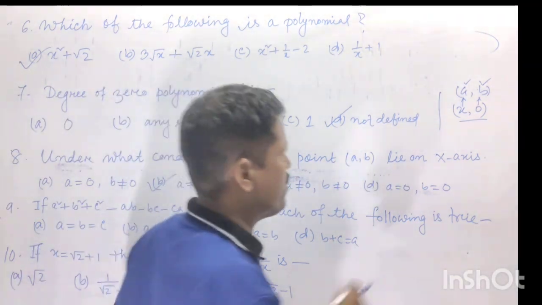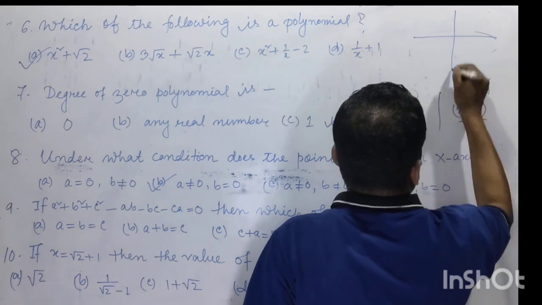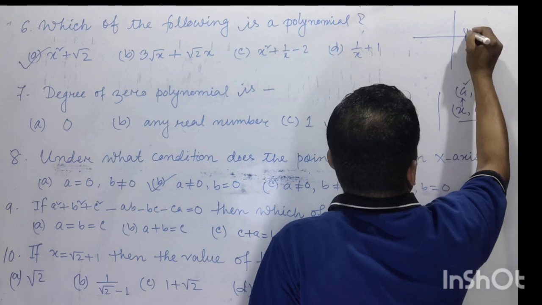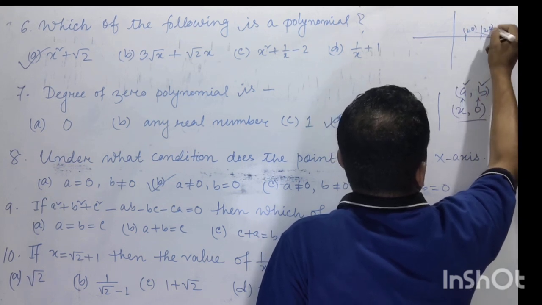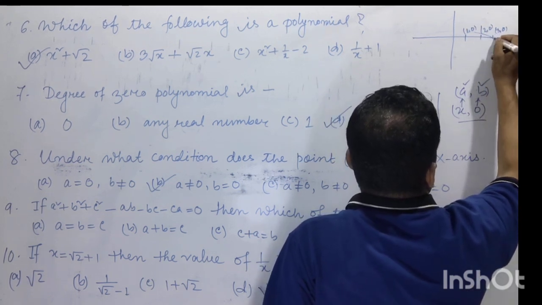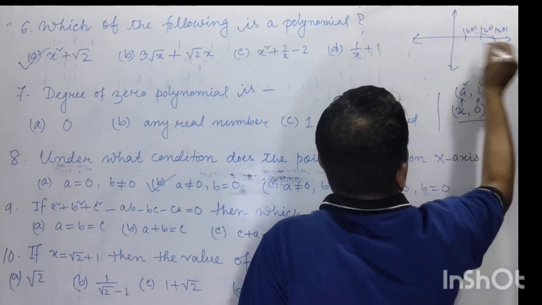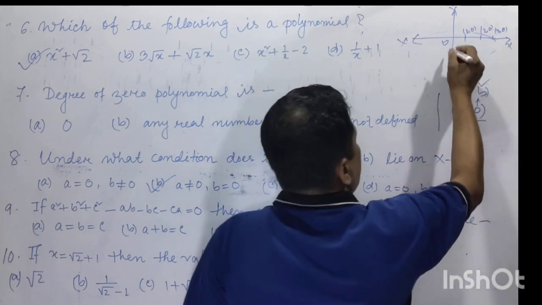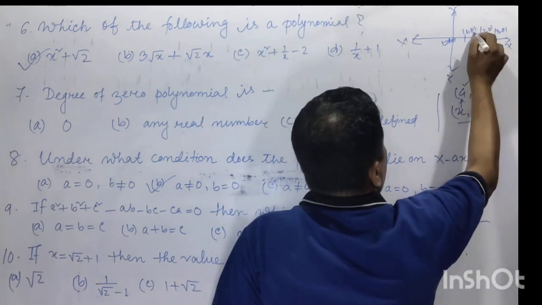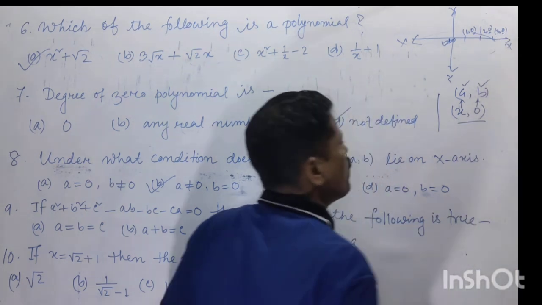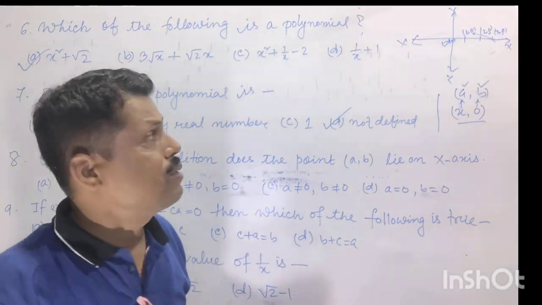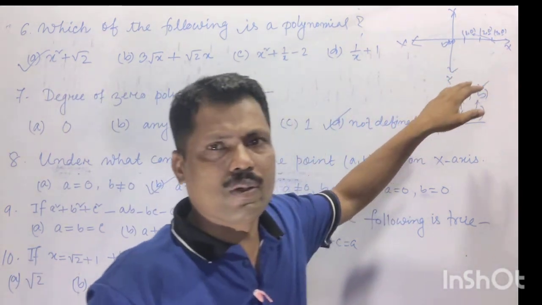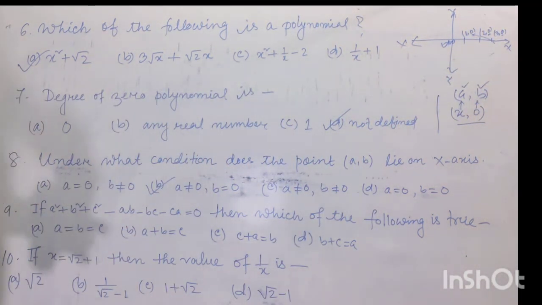Lying on the x-axis means the y value should be 0, whatever it is: (1, 0), (2, 0), (3, 0). That means on the x-axis, if the coordinate of y, that is the ordinate value, is equal to 0, then the abscissa, that is the x coordinate, should not be equal to 0. So option B is correct.